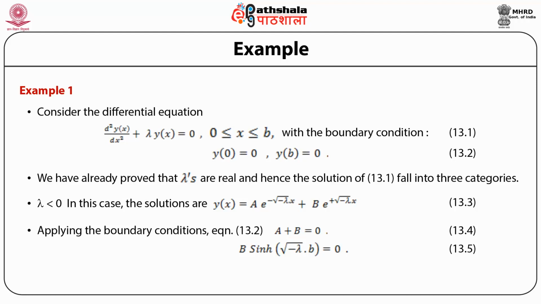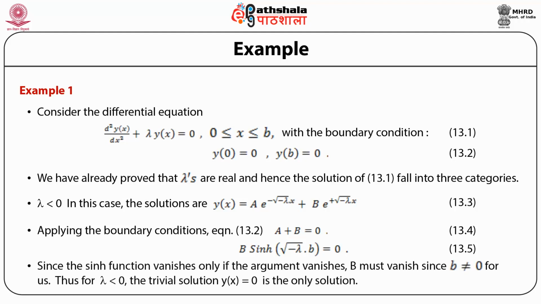These constants have to be determined from the boundary conditions. Now we have the boundary condition that y of 0 is equal to 0. So putting x equal to 0, we have a plus b equal to 0. We have also the second boundary condition, that y at the other end of the boundary, at x equal to b, is also 0, which would mean that when we substitute x equal to b, we get b sinh of square root of minus lambda times b equal to 0.